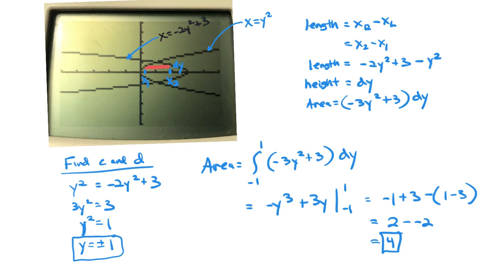So the moral of the story for this one is when you have these functions x in terms of y, then instead of top minus bottom, it's going to be right function minus left function.